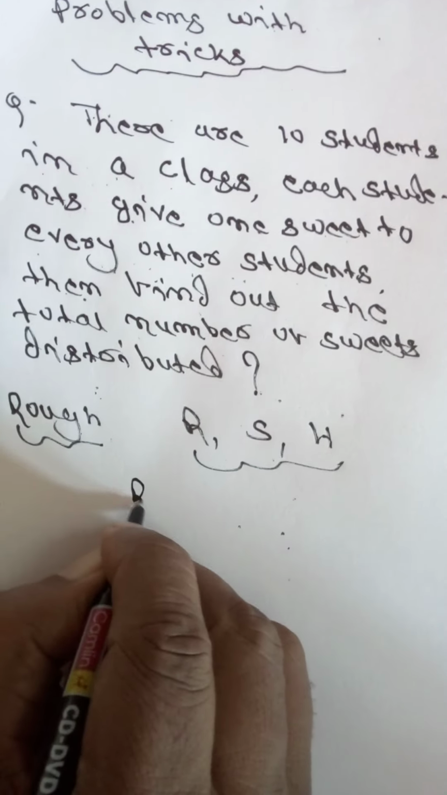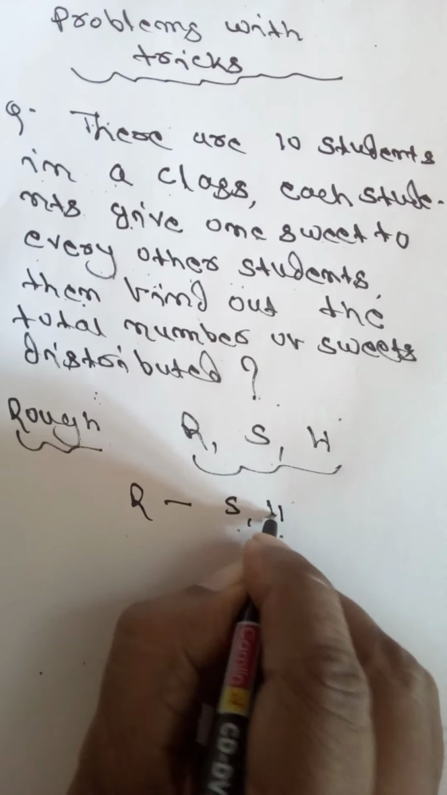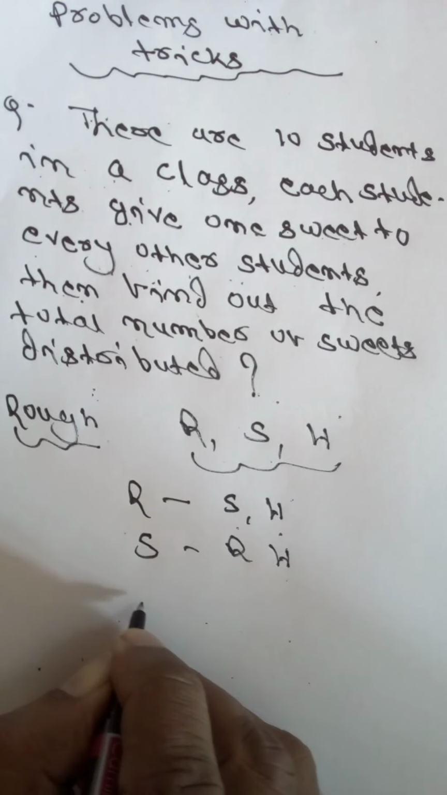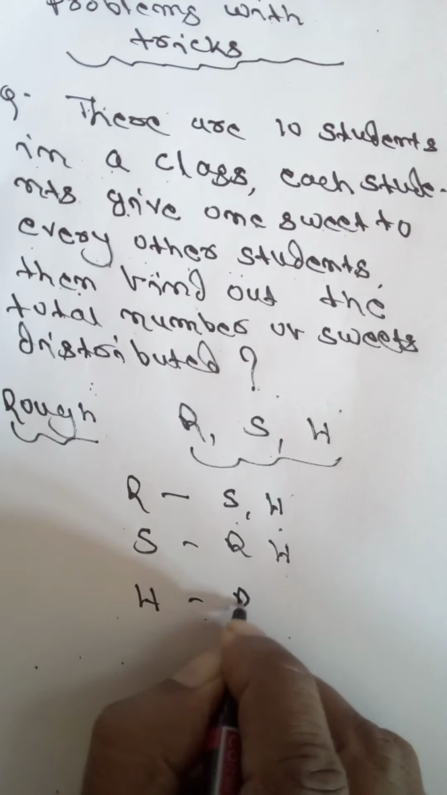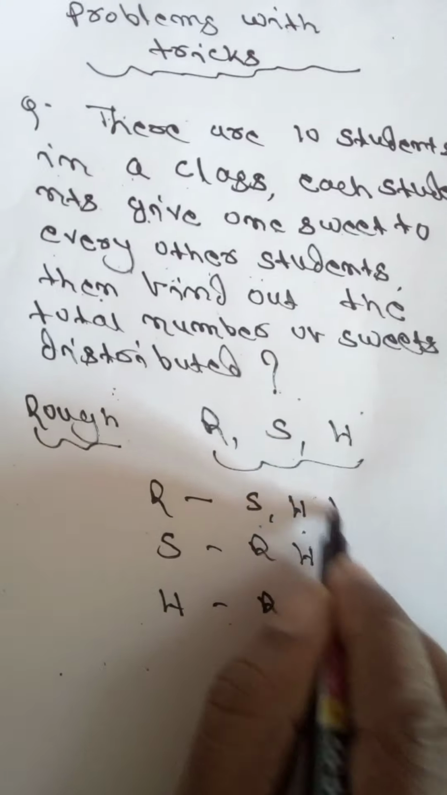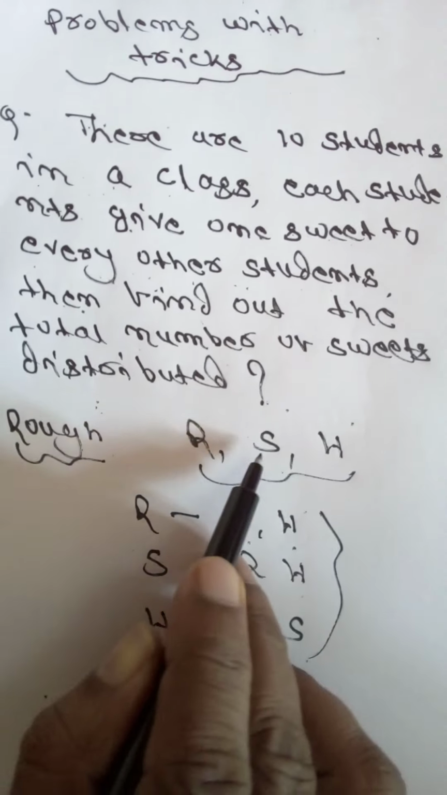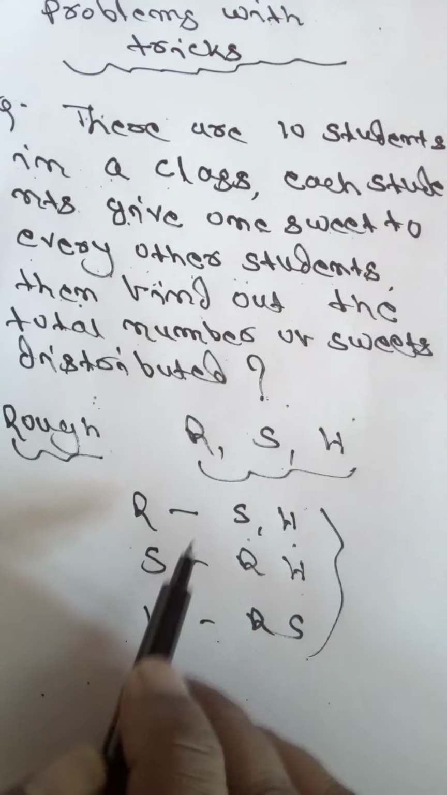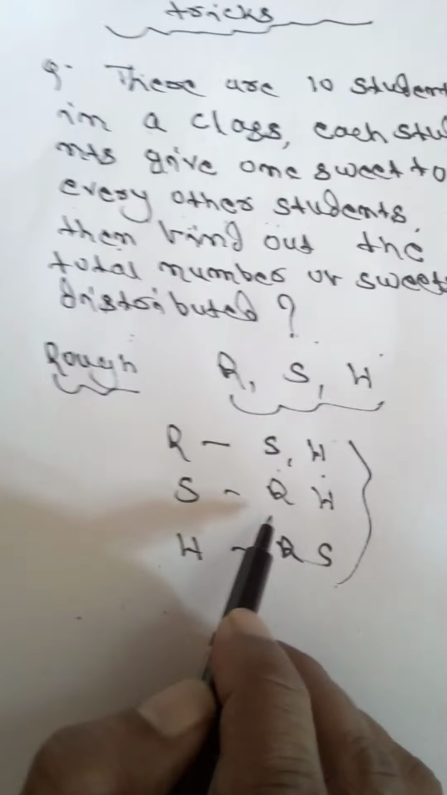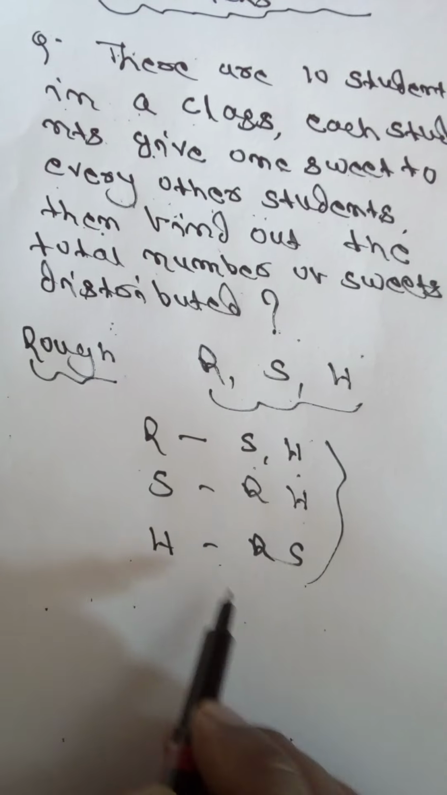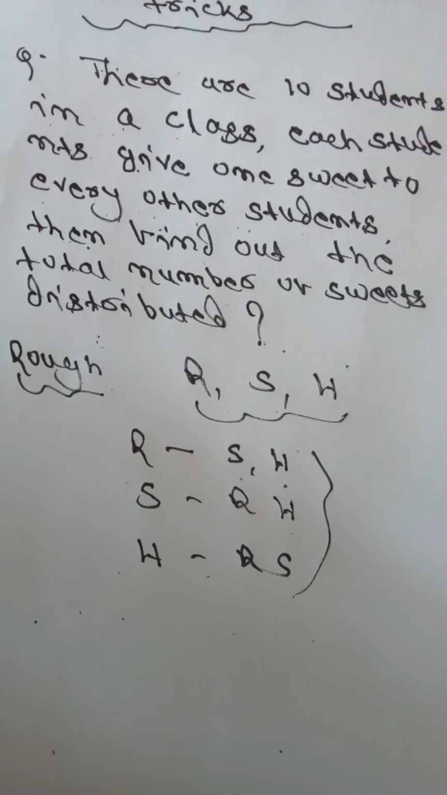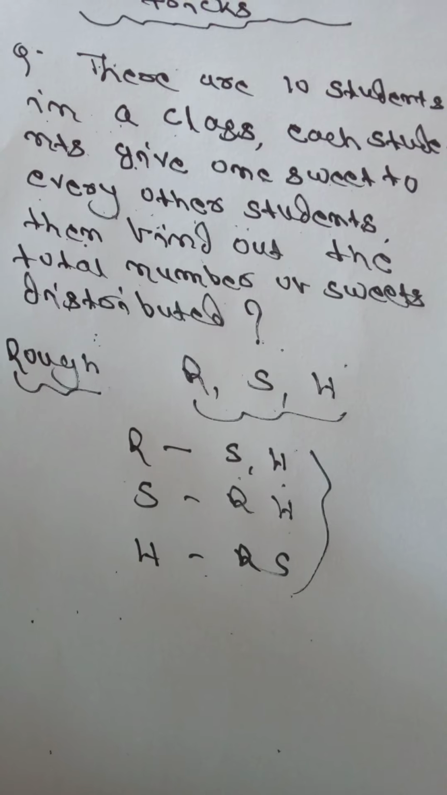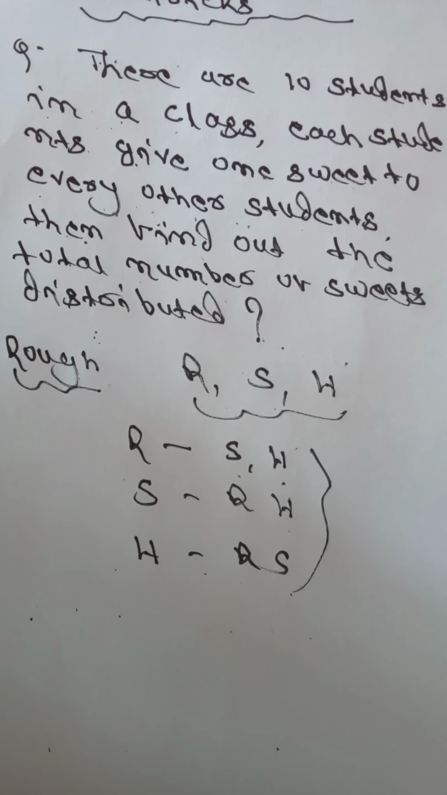That means Ram will give sweets to Sam and Hari. Sam will give sweets to Ram and Hari. And Hari will give sweets to Ram and Sam. That means every student gets sweets, just one number less than the total number of students. Ram gets 2 sweets from Sam and Hari. Sam gets 2 sweets from Ram and Hari. And Hari gets 2 sweets from Ram and Sam. So our conclusion is each student gets sweets just one less than the total number of students, because each student gives sweets to every other student.